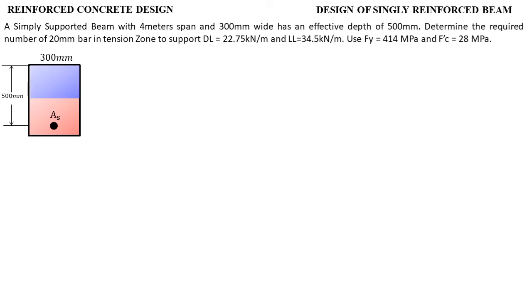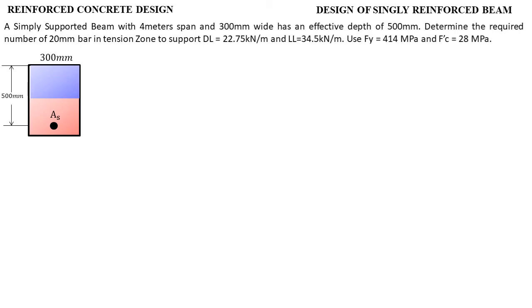Okay, so a simply supported beam with 4 meters span and 300 mm wide has an effective depth of 500 mm. Determine the required number of 20 mm diameter bars in the tension zone to support a dead load of 22.75 kN per meter and a live load of 34.5 kN per meter. Use fy equal to 414 and f'c equal to 28 MPa.